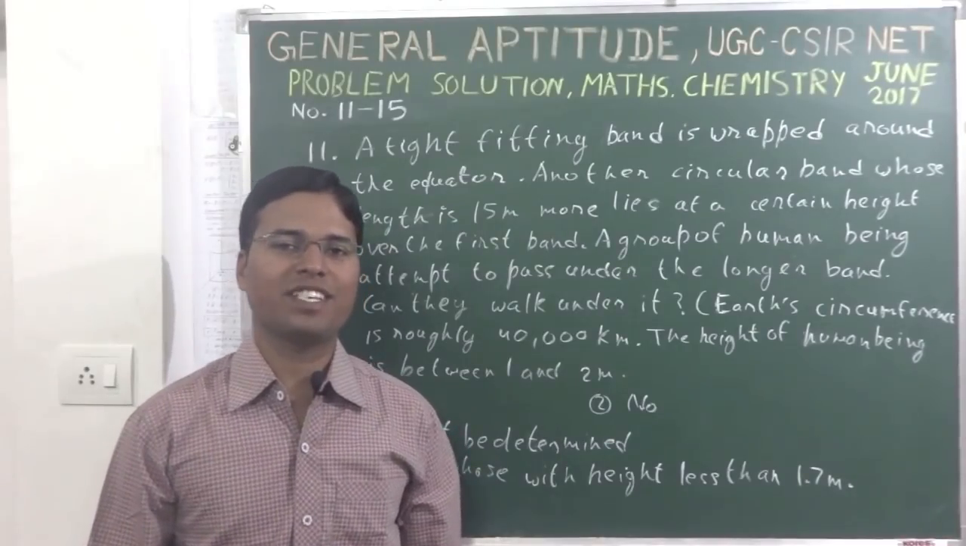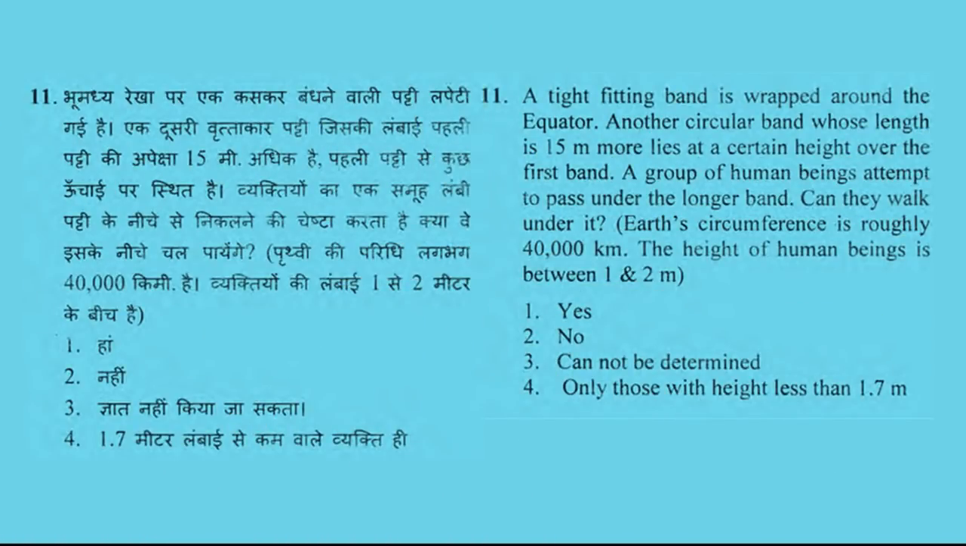Let's start the solution. The first problem of this episode: a tight fitting band is wrapped around the equator. Another circular band whose length is 15 meters more lies at a certain height over the first band. A group of human beings attempt to pass under the longer band. Can they walk under it, where the Earth's circumference is roughly 40,000 kilometers? The height of human being is between 1 and 2 meters.